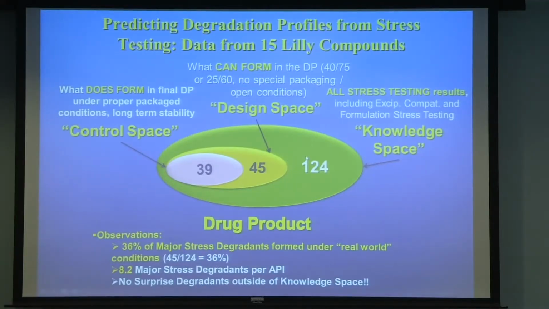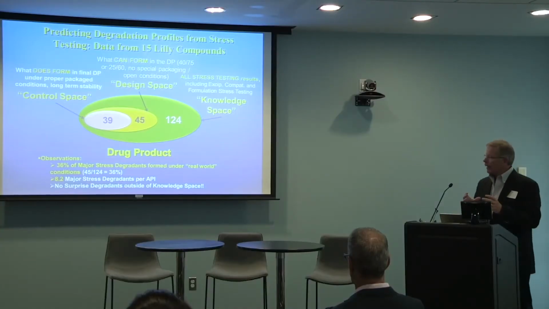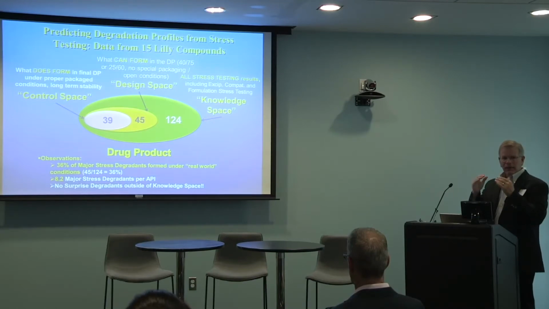And that's our knowledge space. Our design space, if you want to call it, would be what can form in that drug product under the long-term storage condition or the accelerated storage condition, but not really packaged as we're finally going to have it. And that went from 124 to 45. And then what does actually form in the final drug product, when you package it well, is 39. Now it looks like 45 to 39 is not a very big decrease. So it tells you that the accelerated is pretty predictive, but the levels of those 39 are coming down substantially.